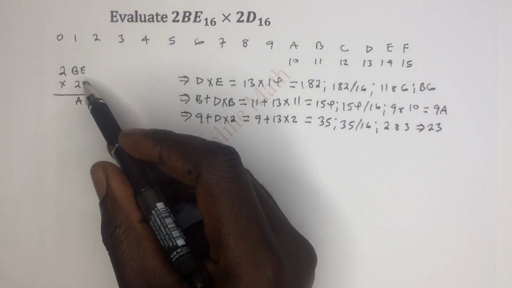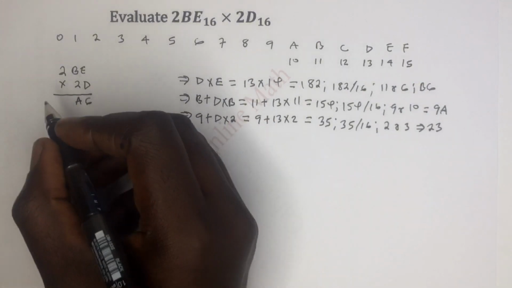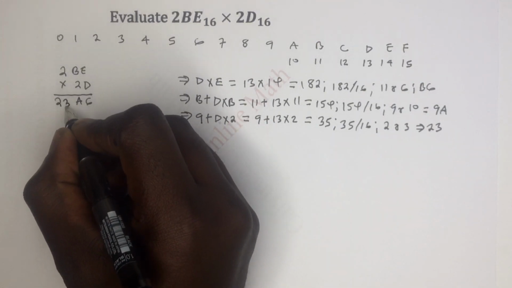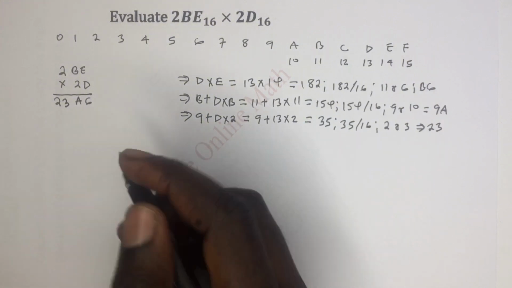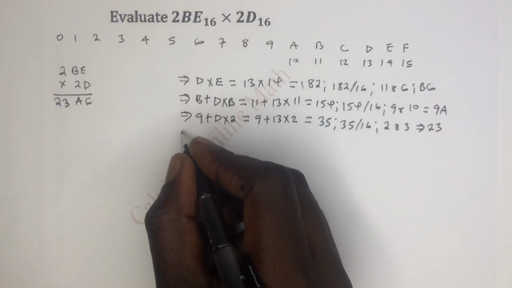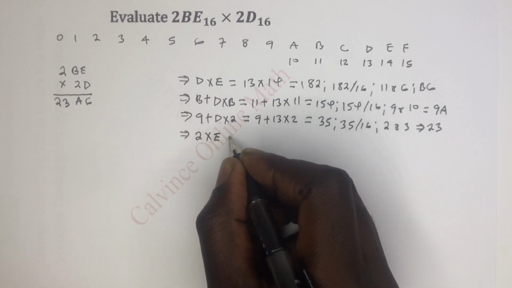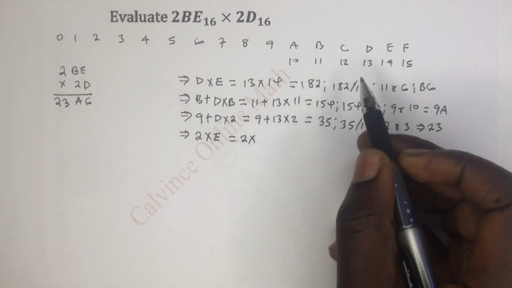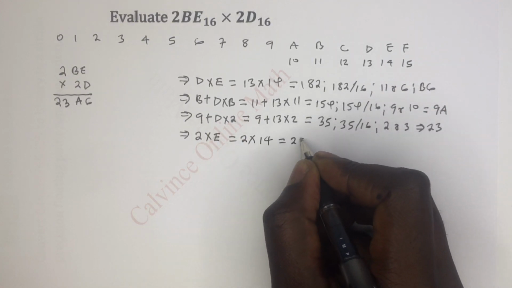Since there are no more numbers to multiply by D, you take it the way it is. So that is 23. Then you move on to the next multiplication, that is 2 times E. E is 14, and that is 28.